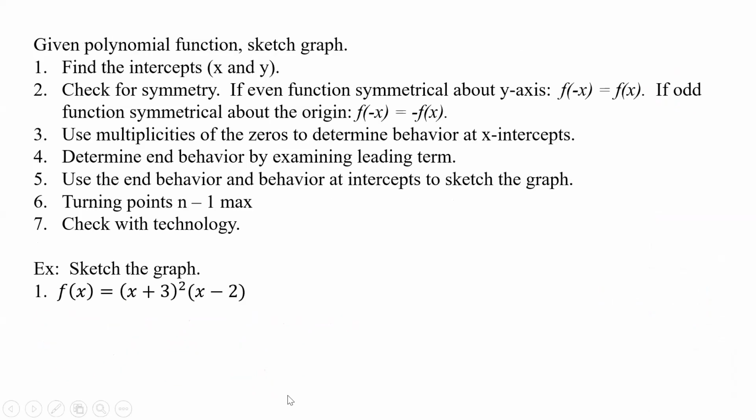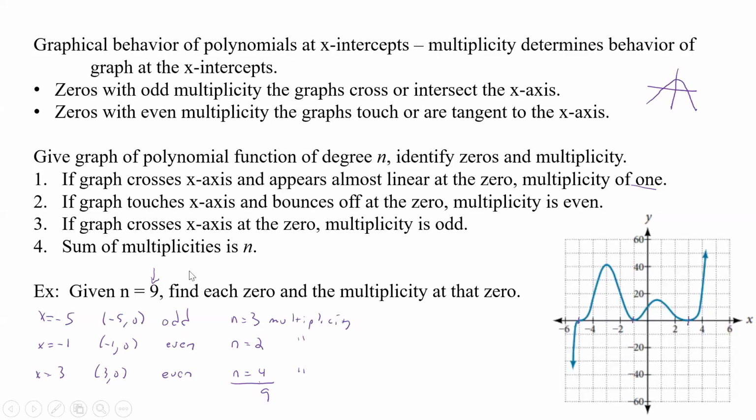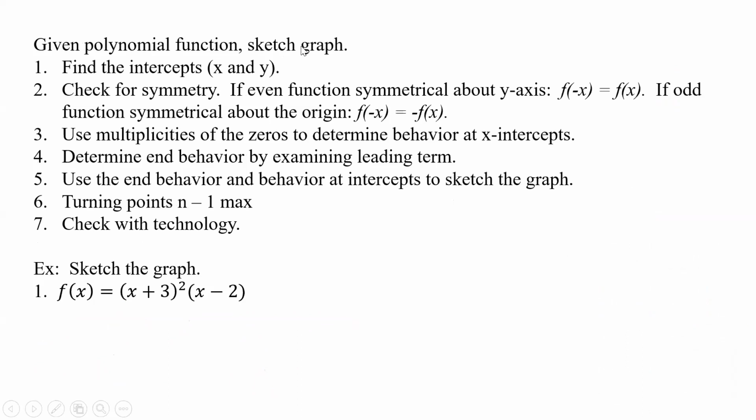All right, so let's look at the next one. Now if we're given a polynomial function, instead of being given the graph, and they want us to sketch the graph, what we have to do in order is find the intercepts, both x and y. Then we check for symmetry. If it's an even function, it's symmetrical about the y-axis. If it's odd, and so on.